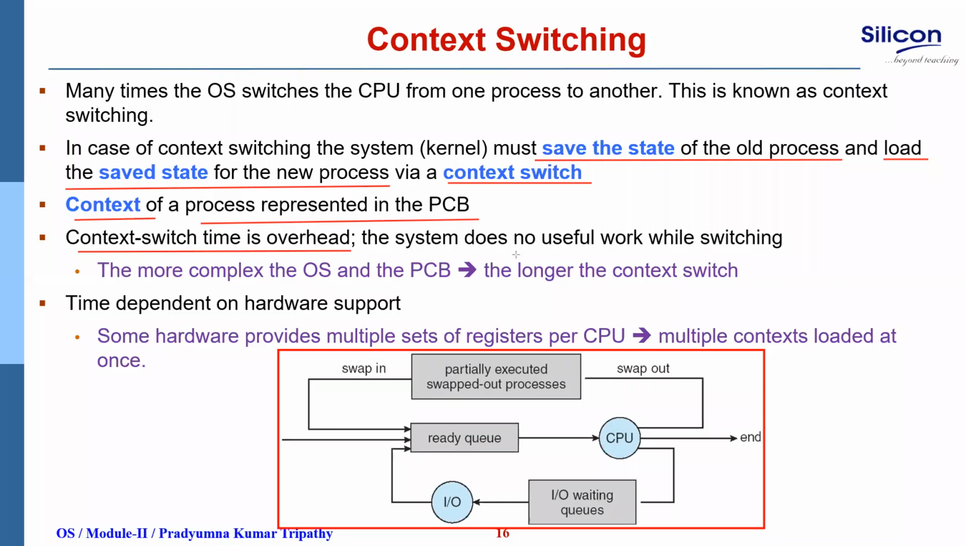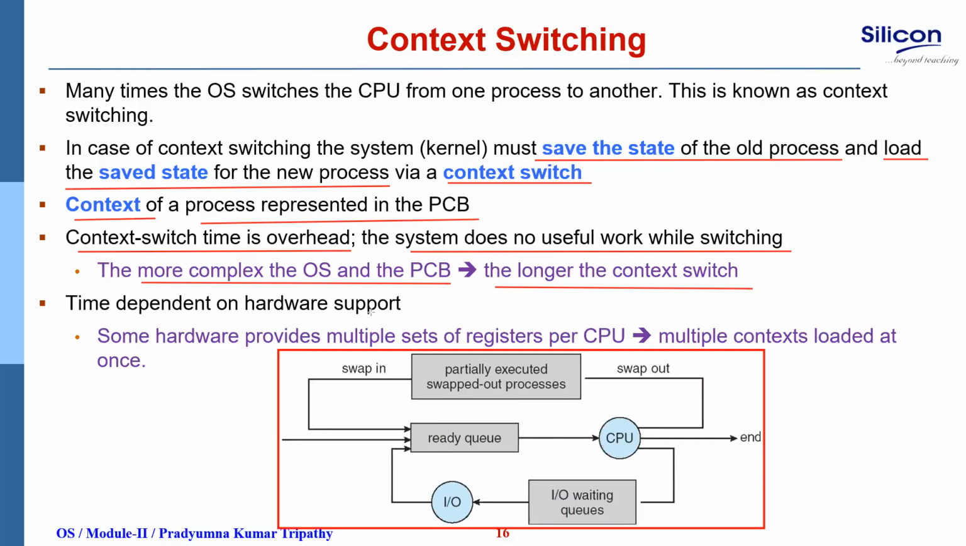The system does no useful work while switching. It is only saving and reloading, right? It is not executing any user command. The more complex the operating system and the PCB, the longer the context switching. Definitely, if more information is in the PCB and the operating system programs, then it will take longer for context switching.